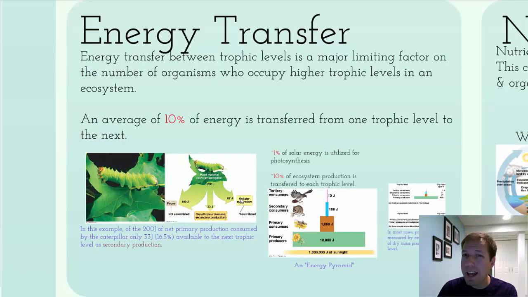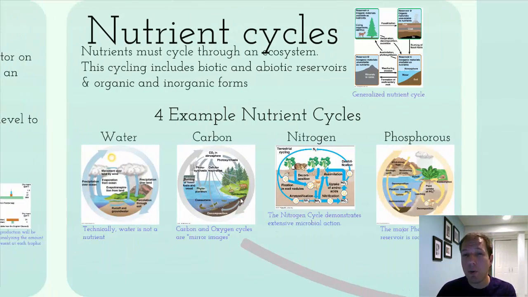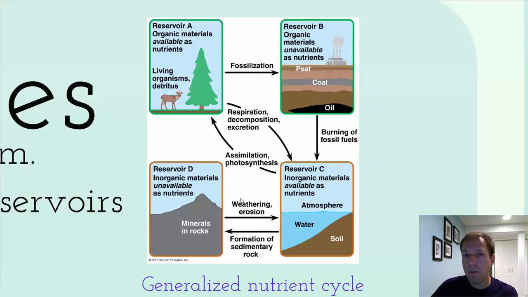We've already covered energy transfer and how energy is lost as it moves from one trophic level to another. So instead, we're going to be looking right now at the carbon cycle and nutrient cycles more broadly. Nutrient cycles are defined as the methods by which biotic and abiotic reservoirs interact to move one particular nutrient from one source to another. It is going to move between organic and inorganic forms.